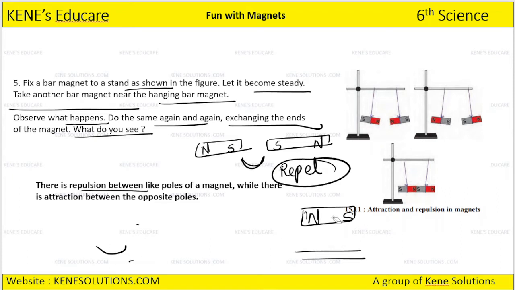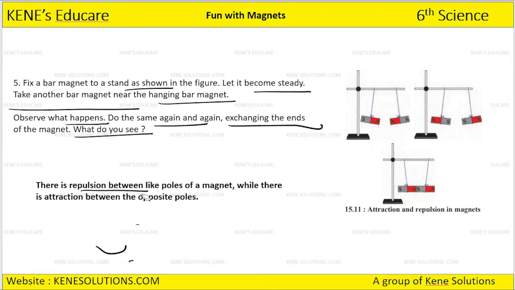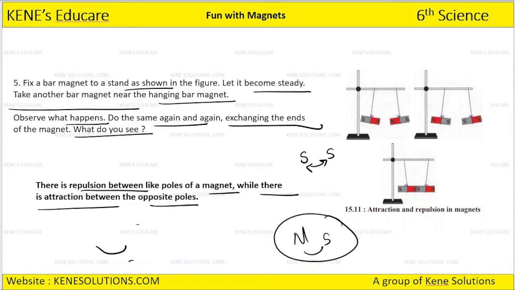If we talk about the magnetic property, there is a repulsion between like poles of the magnet, while there is an attraction between the opposite poles. So like pole मतलब south south will repel each other, and north south will attract each other. Opposite poles attract each other, like poles repel each other. This is a simple concept.